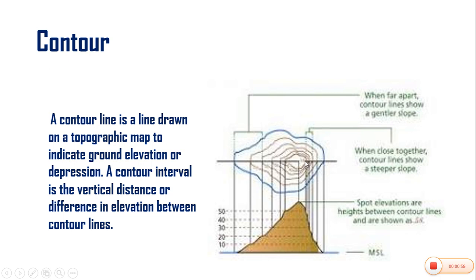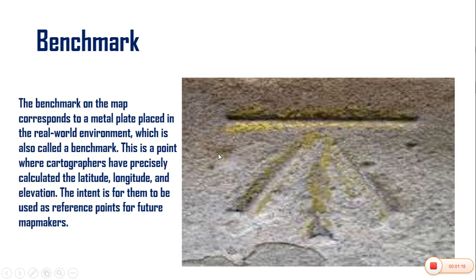Now when these contour lines are close together, it shows a steeper slope. This contour line is showing a slope. When they are close together, just like what we have here, it shows a steeper slope. Now when the contour lines are far apart, it shows a gentler slope. Let's look at another feature, the benchmark.